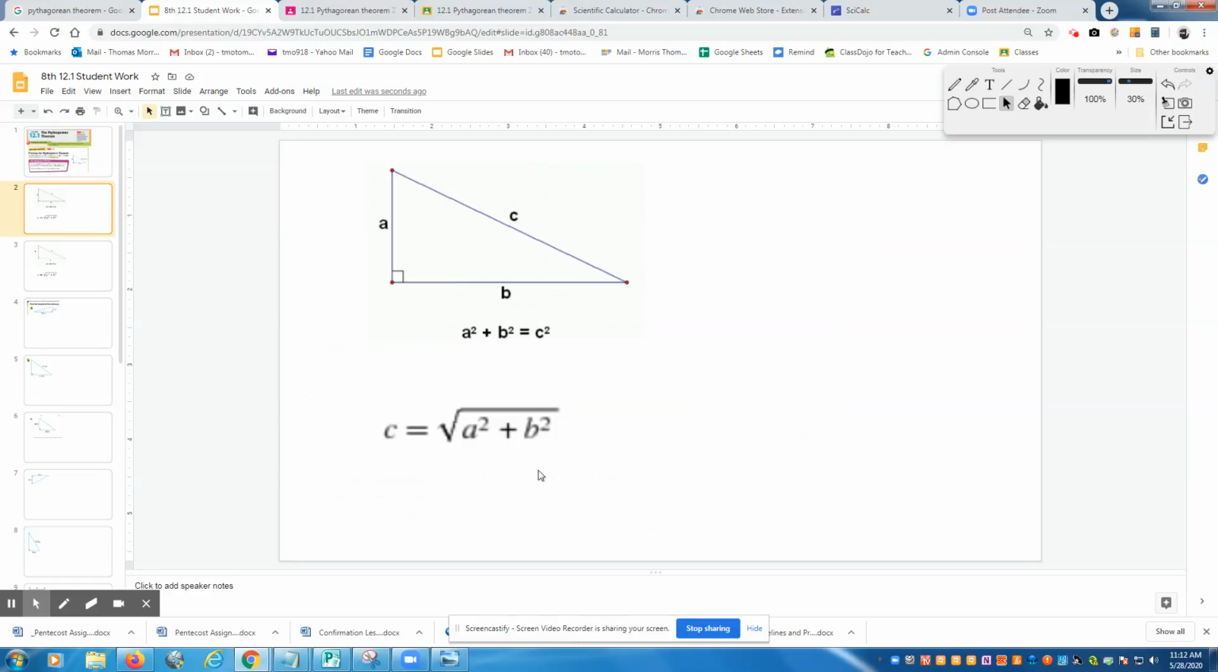So let's take a look here. This is how you would go backwards now to find c. C is the square root of a squared plus b squared, and that is how you find this side right here. So here's some examples. All right, so take a look.